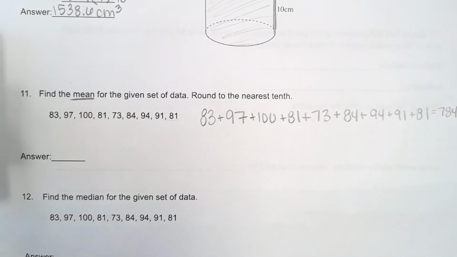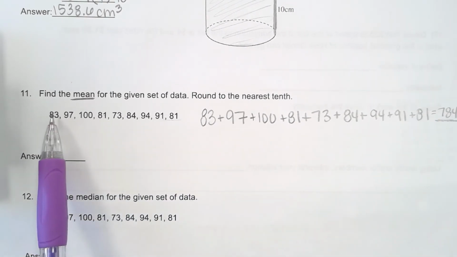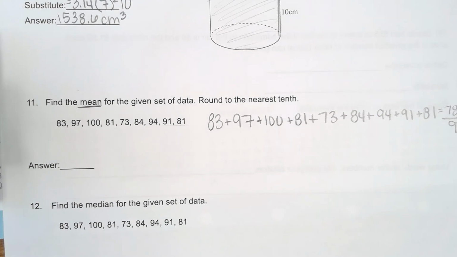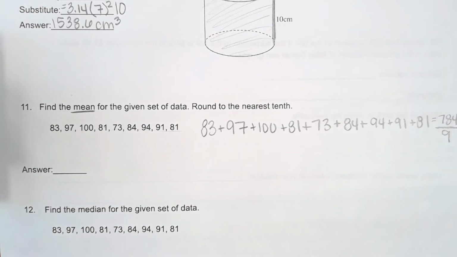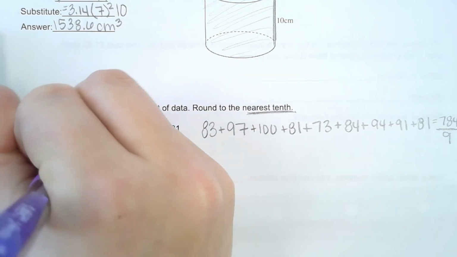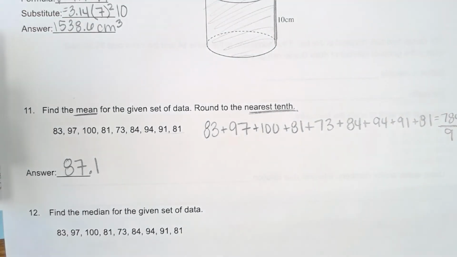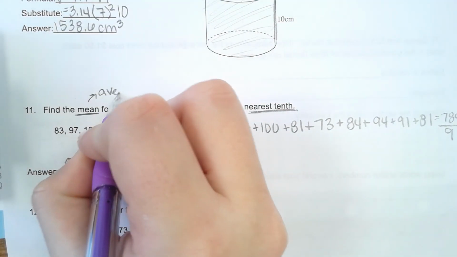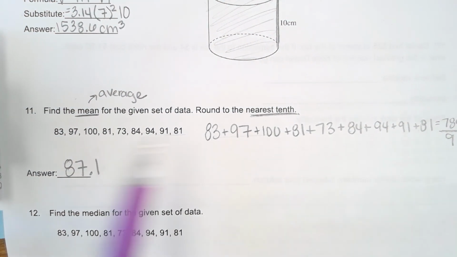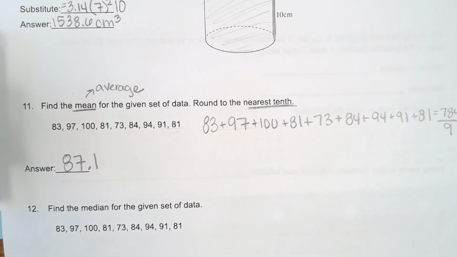And then the last thing that you want to do is take that 784 and divide it by however many numbers there were. So there were 1, 2, 3, 4, 5, 6, 7, 8, 9. So 784 divided by 9 gives us 87.1 repeating, but they told us to round to the nearest tenth. So 87.1 repeating would just be 87.1. Okay. So remember, mean means average. So when you're finding the average, you're just adding up all the numbers and then dividing it by however many numbers that you have.